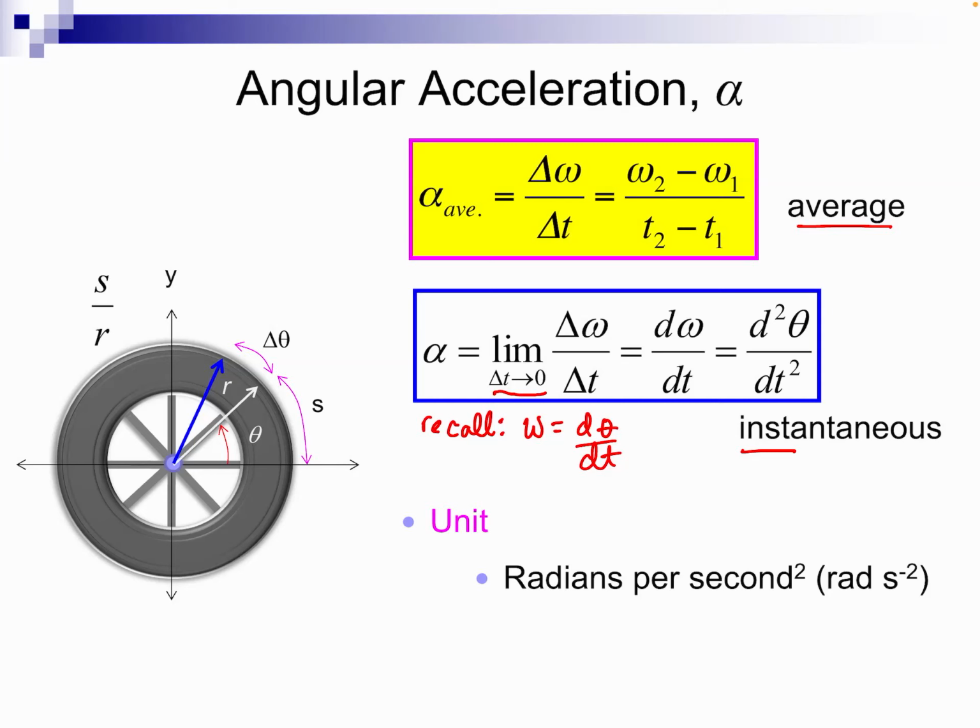In terms of units, if we look at the definition of angular acceleration, which is delta omega over delta t, this will be the unit of the angular velocity. The unit for angular velocity is radians per second. So radians per second divided by second gives you radians per second squared. Again, it's equivalent to meters per second squared, but instead of meters, we're using radians, because instead of linear distance, we're looking at angle theta.